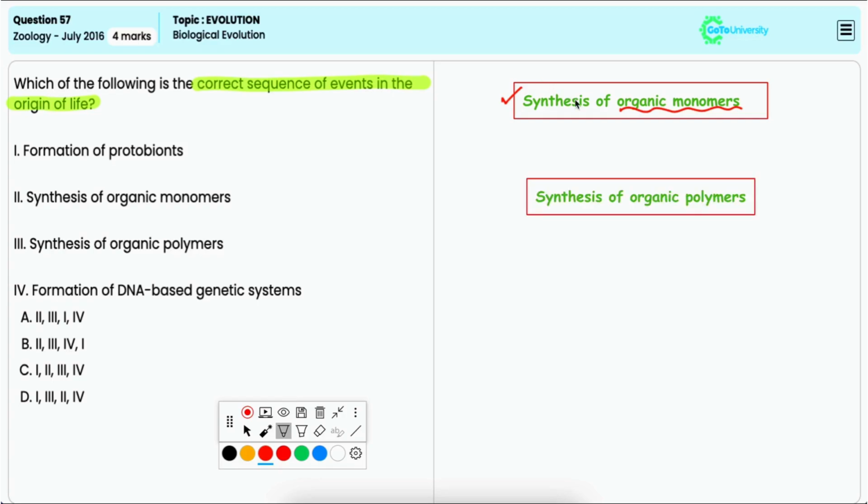Then synthesis of organic polymers took place. That is, monomers combined to form polymers, to form protein and RNA, on surfaces like clay which act as catalysts.